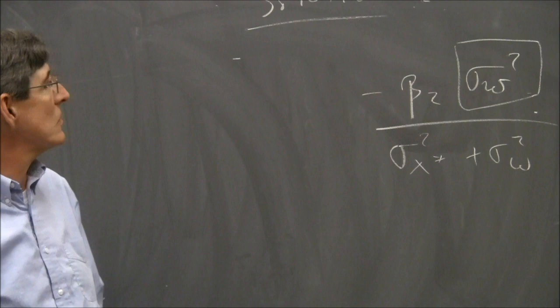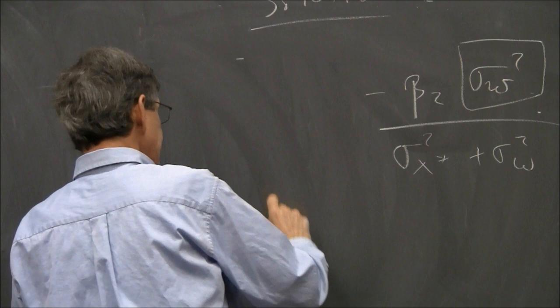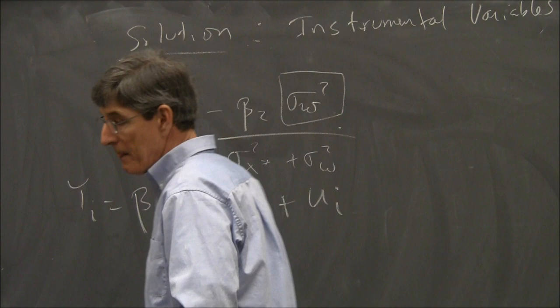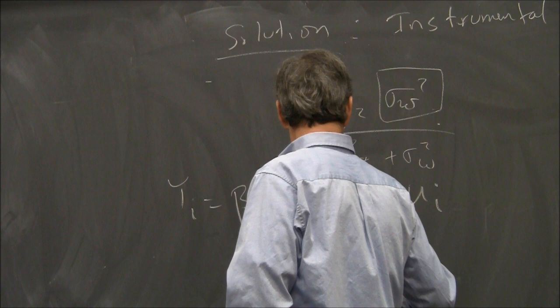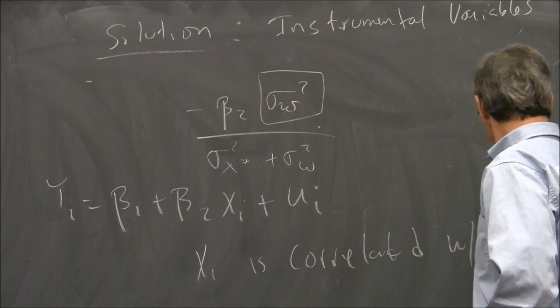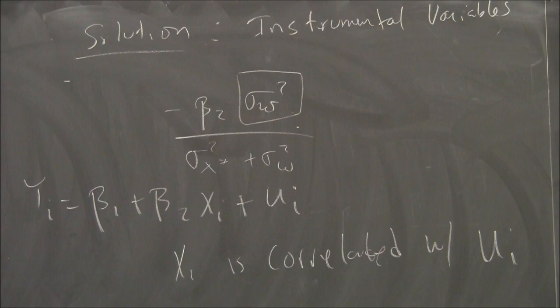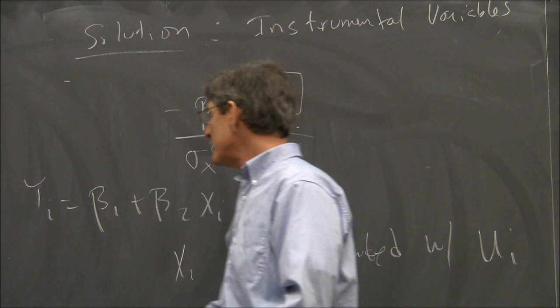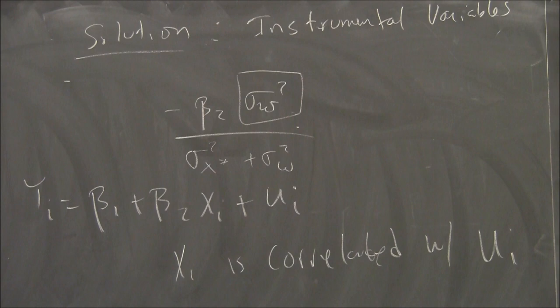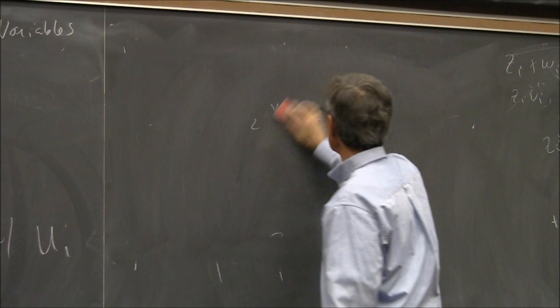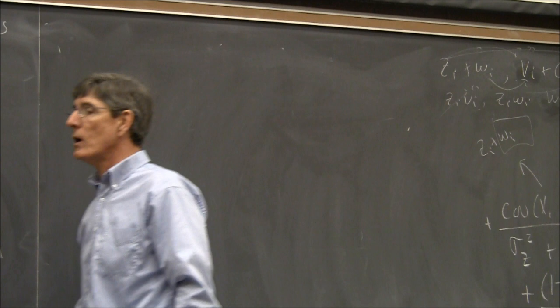Let's suppose that yi is beta 1 plus beta 2 xi plus ui, and xi is correlated with ui for some reason. It could be measurement error, but for what we're doing now, it doesn't have to be. All I need is that those two things are correlated. What we've shown is that measurement error induces a correlation, but it's not the only way you could get a correlation. We'll show other ways later on, so this solution is more general than the problems we're looking at, but it applies to that as well. Okay.